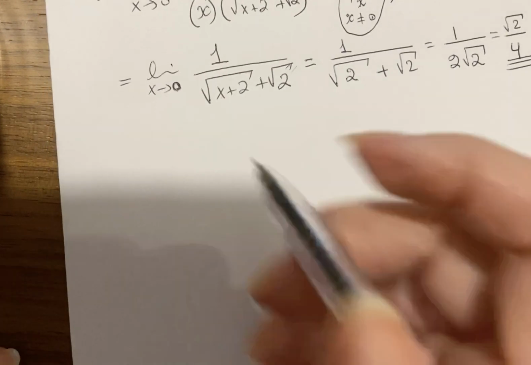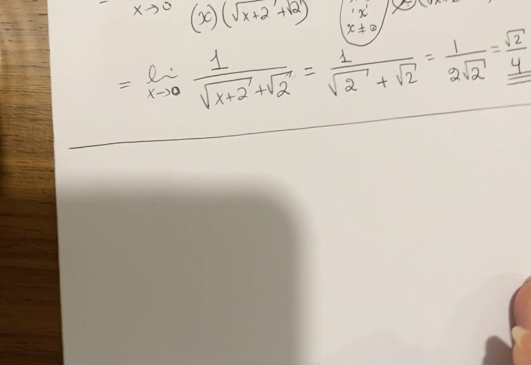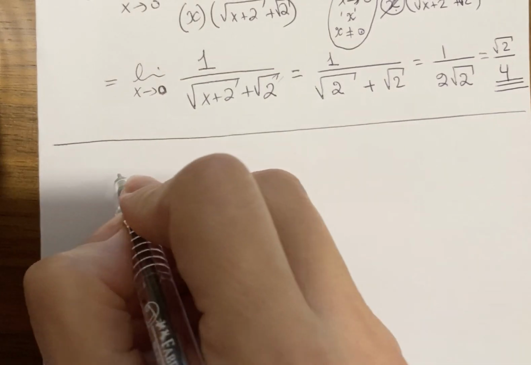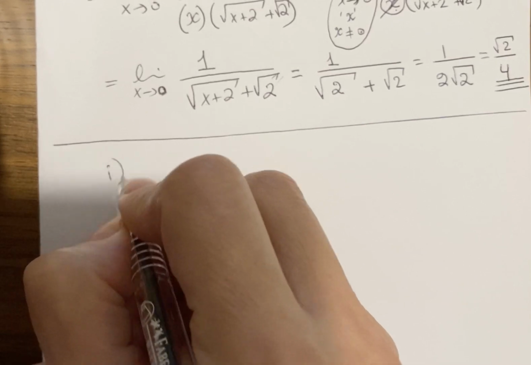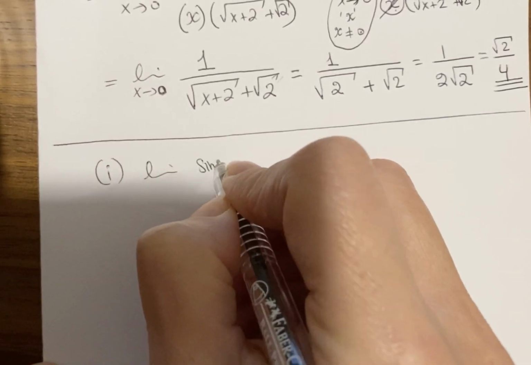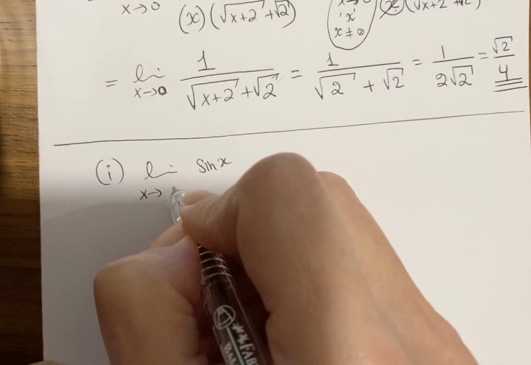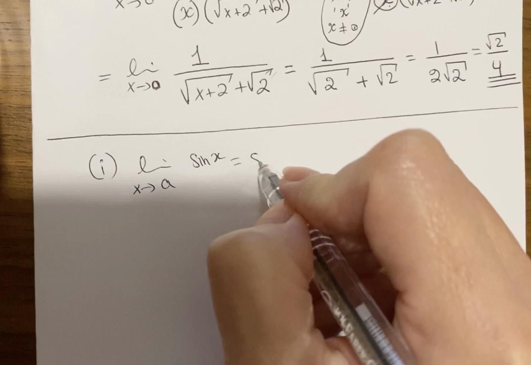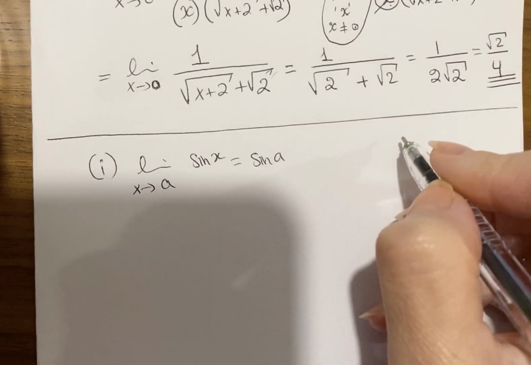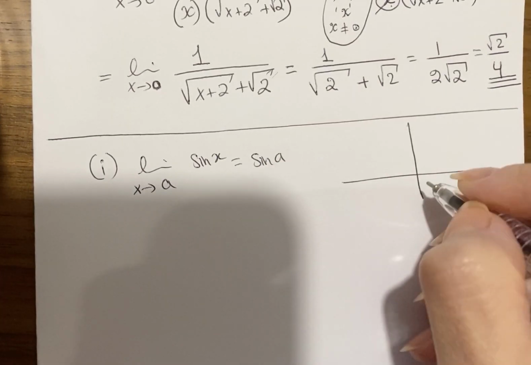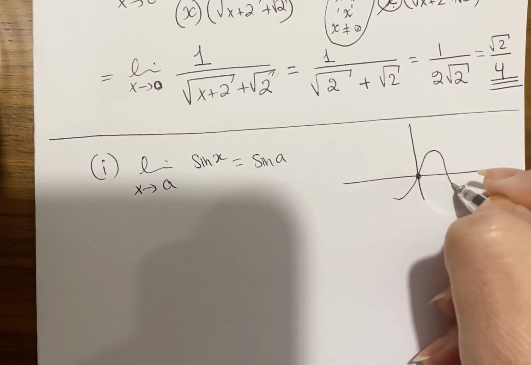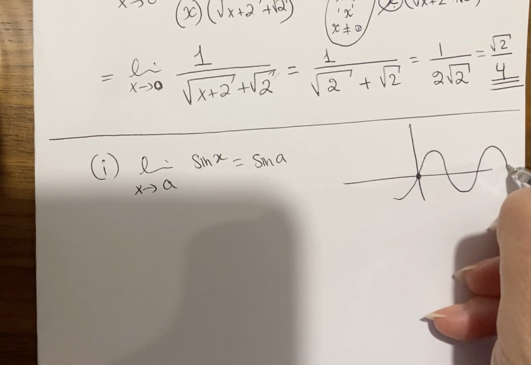Now, for other functions, we have only discussed here, if you noticed, polynomials or powers and so on. What about other functions? For functions like sine x, cosine x, and so on, the limit of sine x as x approaches a is the same as sine a. Because if you look at this, this is the sine function, and so on.